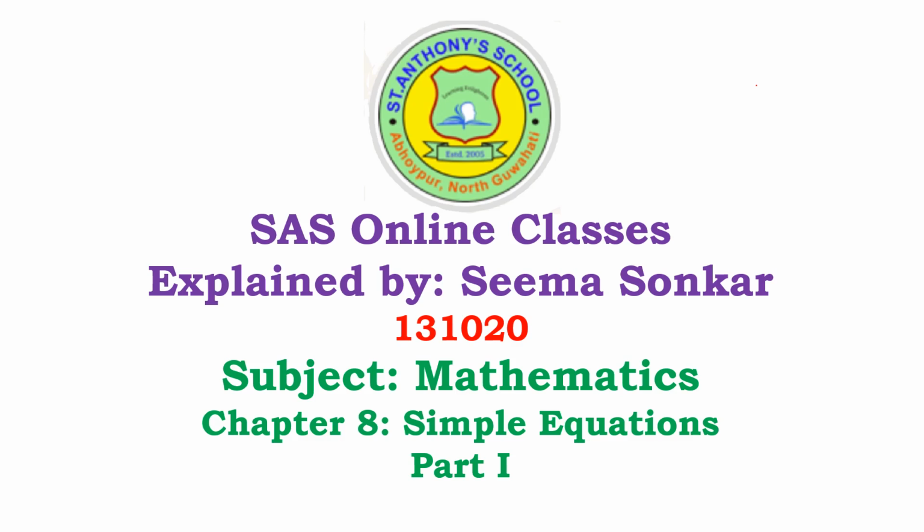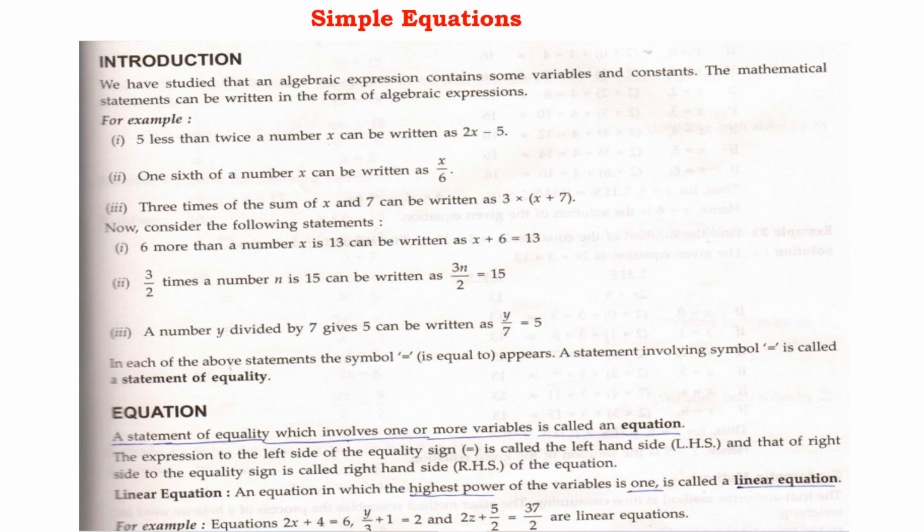So, here we are with a new chapter of your book, Chapter 8, Simple Equations. Before we begin, I would like to recall the difference between equations and expressions. Just now, we finished Chapter 7, Algebraic Expressions. In expressions, we were not getting an equal to sign. If an expression has an equal to sign and something on the left hand side and right hand side, that is called a simple equation. Let us see the introduction.